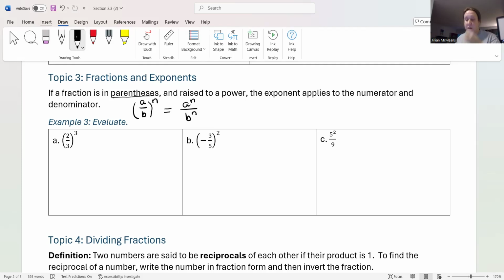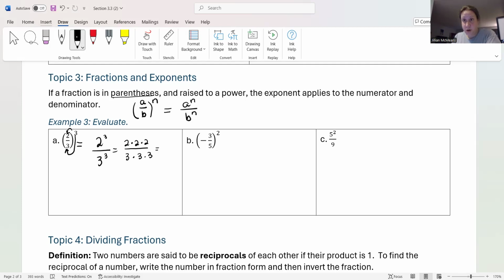Okay? So if we look at part A in example 3, we have a fraction in parentheses with an exponent on the outside. So that tells me that exponent of 3 is going to come into the numerator and the denominator. So that makes this 2 to the third over 3 to the third. Now, you need to remember that 2 to the third is really just the same as 2 times 2 times 2, and 3 to the third is really just the same as 3 times 3 times 3. So when we want you to evaluate, we want you to figure out what is 2 to the third, what is 3 to the third.